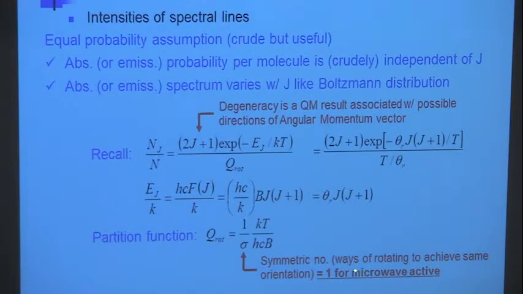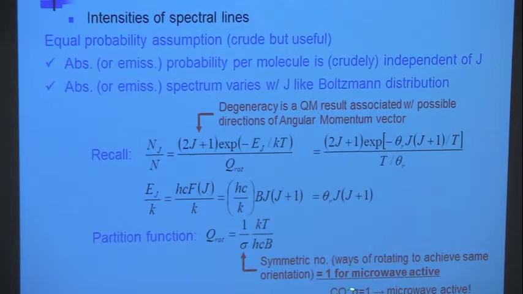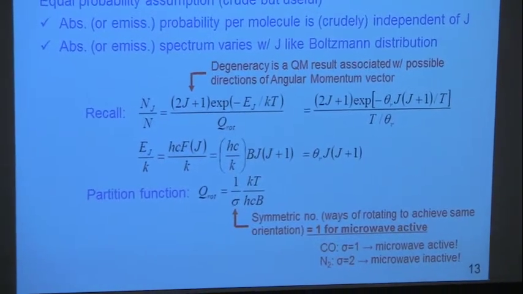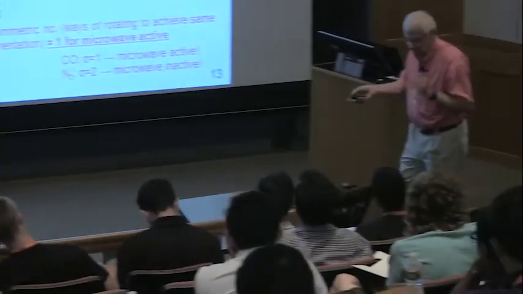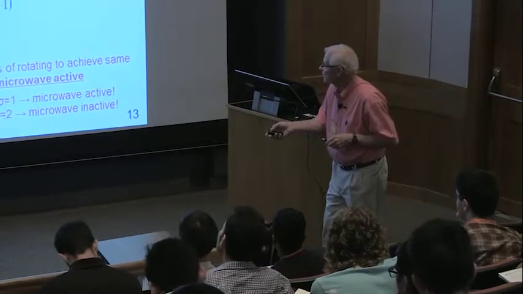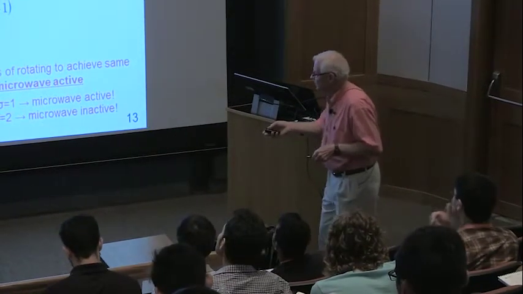Sigma is 1 if it's microwave active, because it must be heteronuclear. So for CO it would be 1, for nitrogen it would be 2. So why do we care? This is all about statistics, the population fractions in level J. Keep track of this. Now, here's the definition of theta.